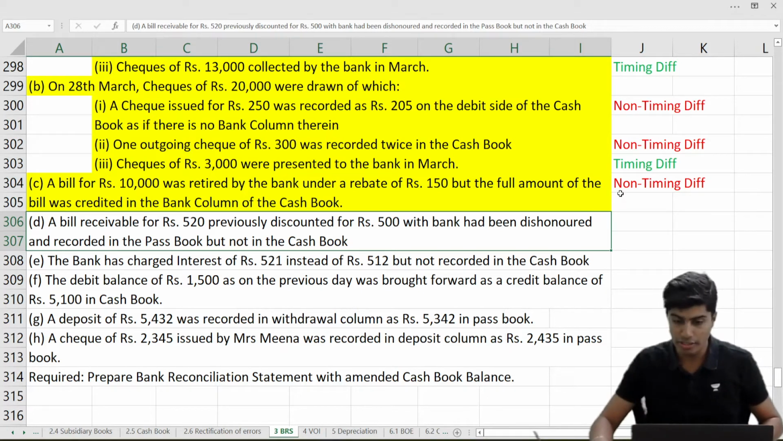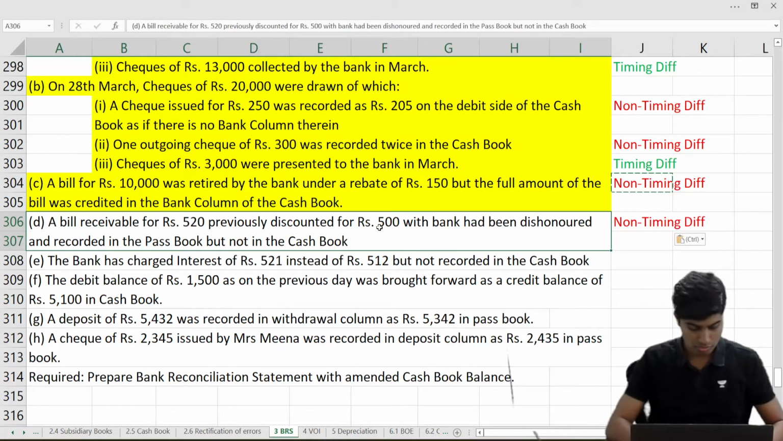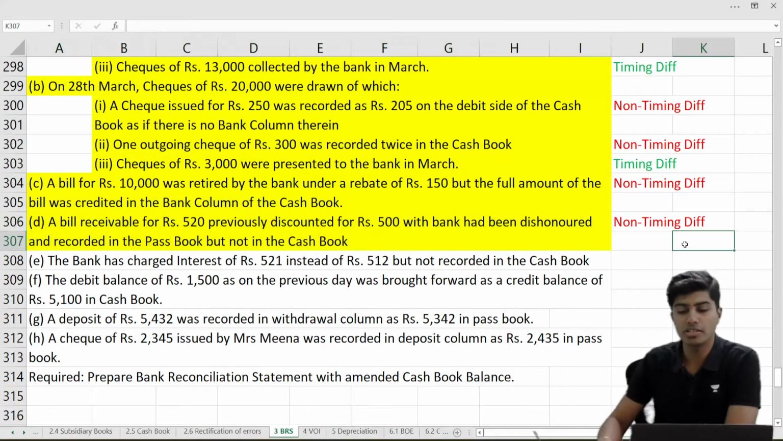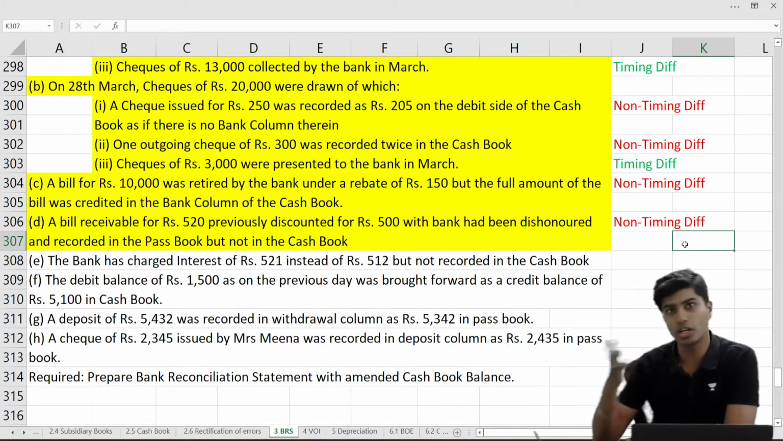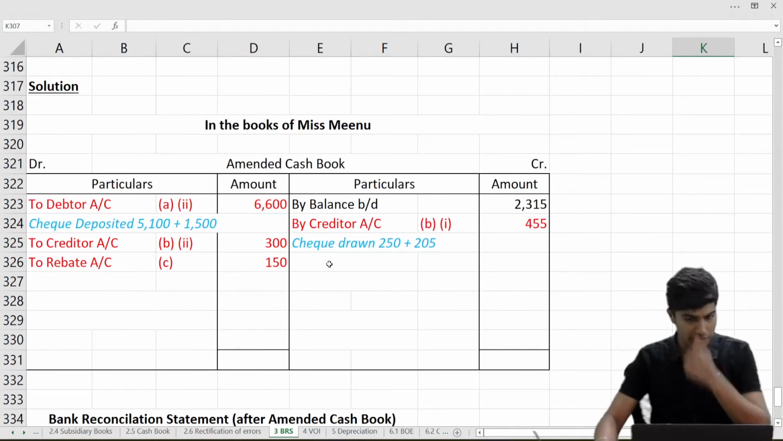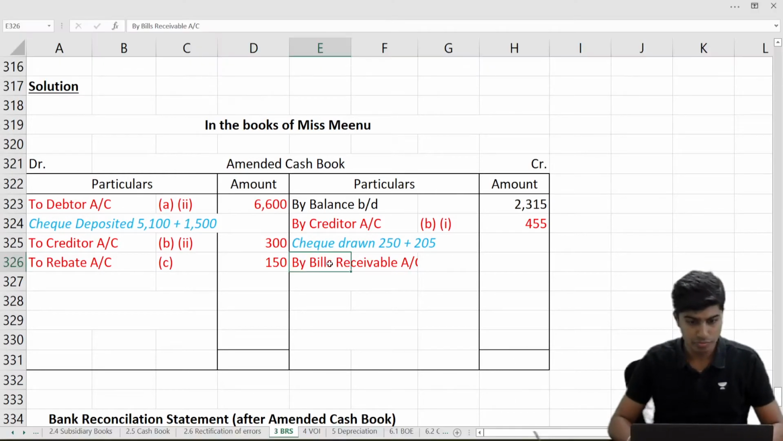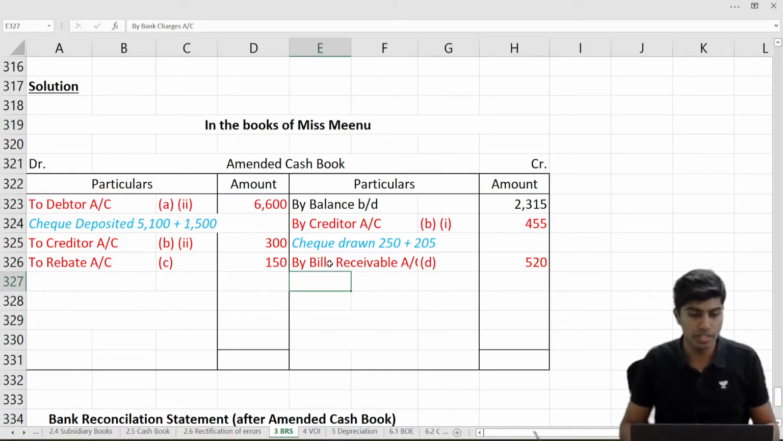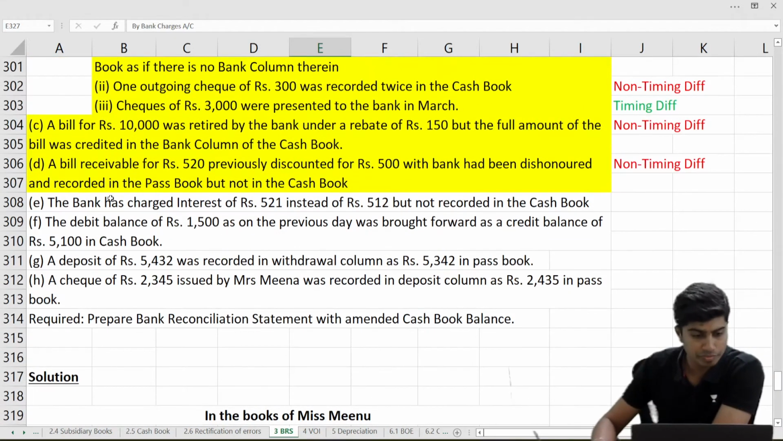If you haven't recorded it, this is again a non-timing difference, so we'll amend it in our amended cash book. It's a reduction in the bank balance, so it will be a credit in the amended cash book of 520 rupees. Let me write in my amended cash book: by bills receivable account D, that is 520 rupees. I hope you guys understood this. Clear? Let me go to the next one.